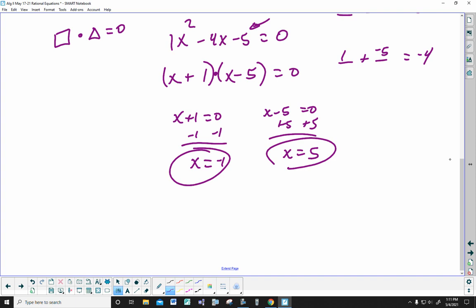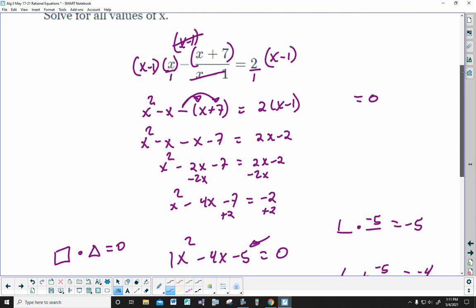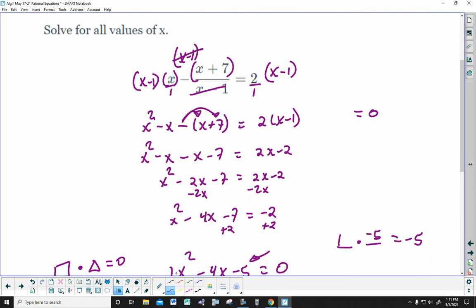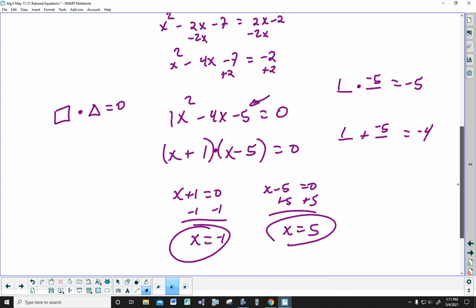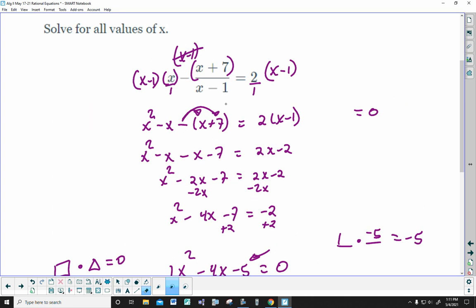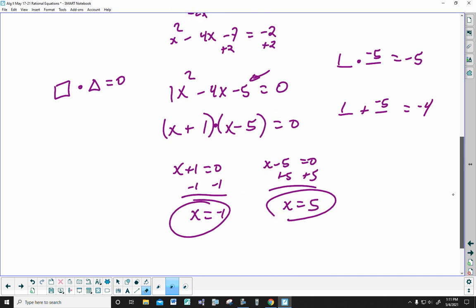Now, you have to look back and make sure it's not going to make any of the denominators equal to 0. So let me pull this thing off. Yeah, I've got negative 1 and 5. Negative 1 in here isn't going to make the bottom 0, nor is 5. So you're okay. So those are your two answers.